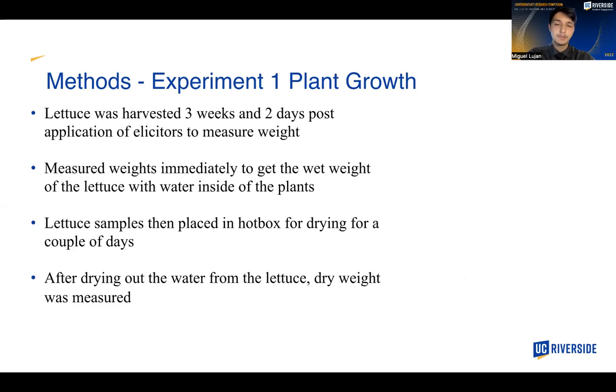To measure plant growth, the lettuce was harvested 3 weeks, 2 days post-application of the elicitors through measuring weight. We measured weights immediately to get the wet weight of the lettuce with the water still inside the lettuce plants. Then the lettuce samples were placed in a hot box for drying for a couple of days. After drying out the water from the lettuce, the dry weight was measured. This was done in an effort to get the plant growth measured by weight in its natural state with water, and then to take the water out for its overall unaffected biomass.